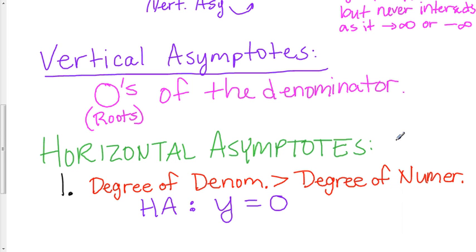So for example, if you have something and this is x to the third, then down here you would have to have something like 4x to the fifth, or to the fourth. Then you have y equals 0 as a horizontal asymptote.